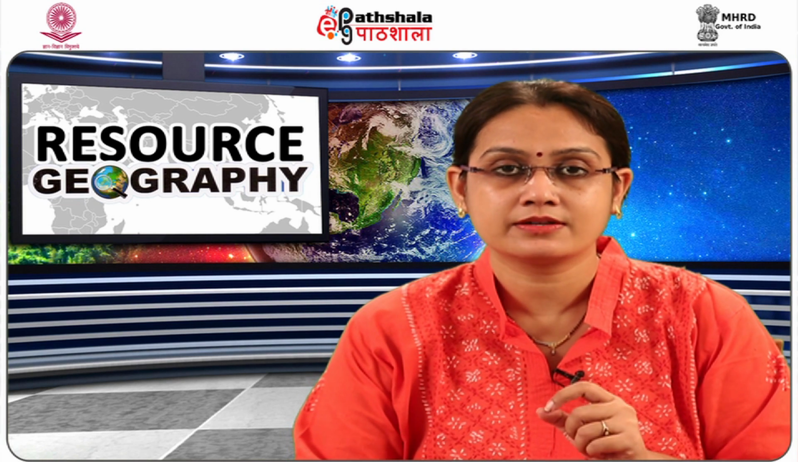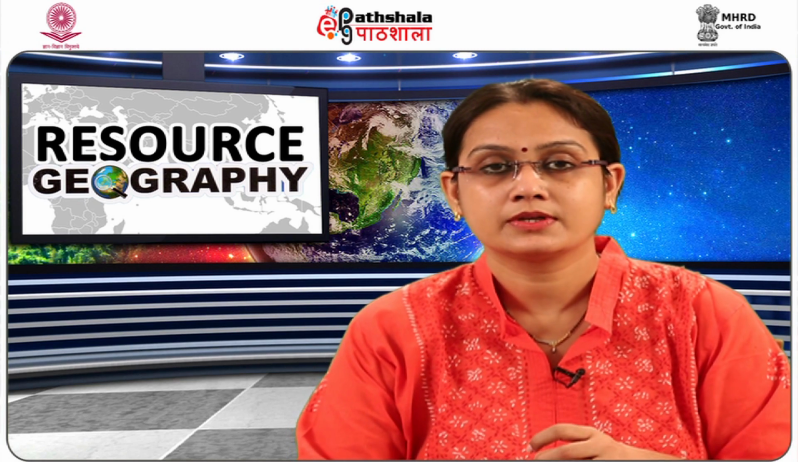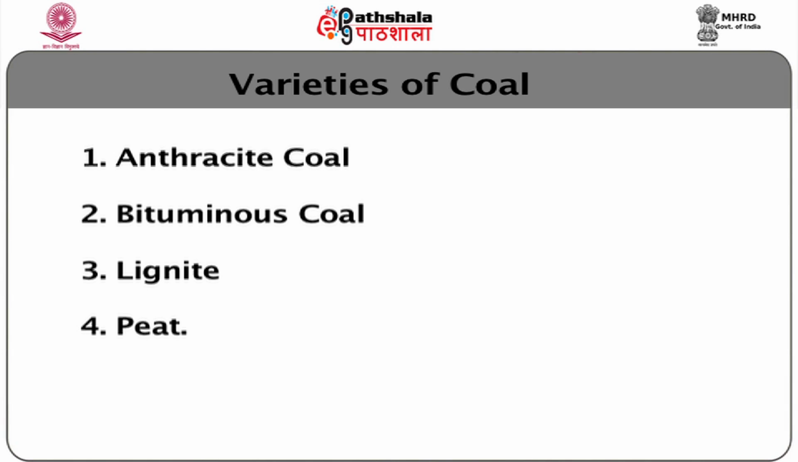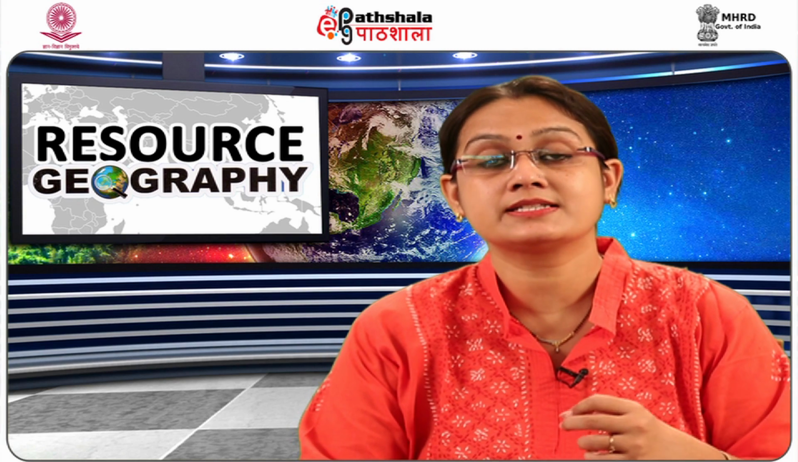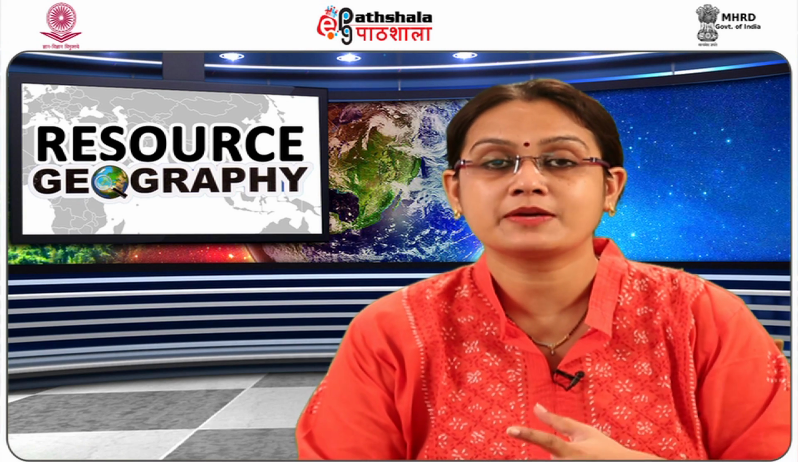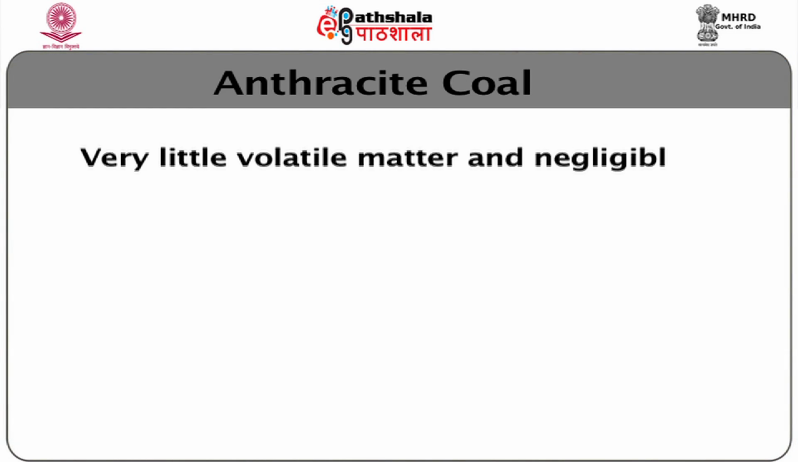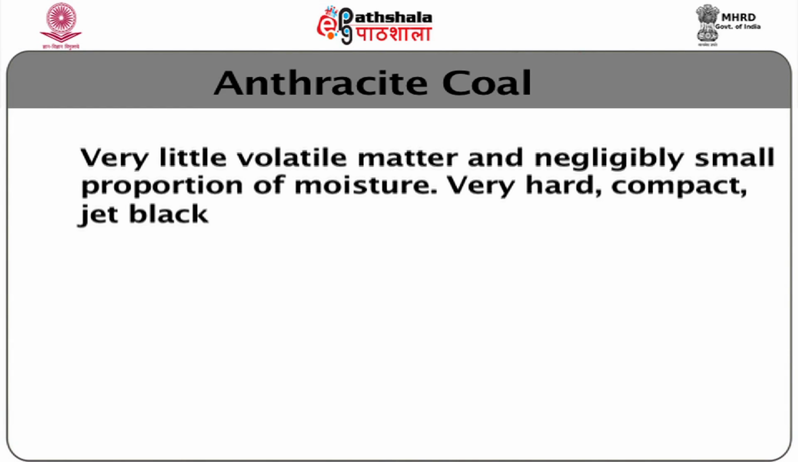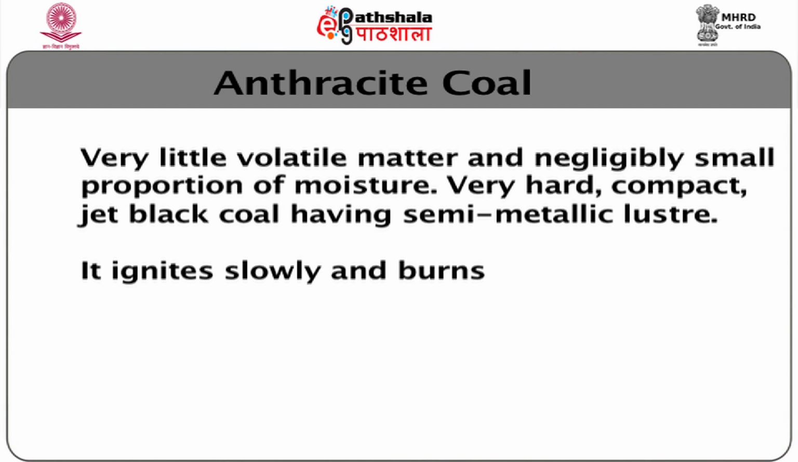Depending upon its grade from highest to lowest, there are 4 varieties of coal: anthracite coal, bituminous coal, lignite, and the lowest in quality is peat. Anthracite coal is of the best quality and contains about 80% to 95% of carbon, with very little volatile matter and a negligibly small amount of moisture. It is very hard, compact, jet black coal having semi-metallic luster.